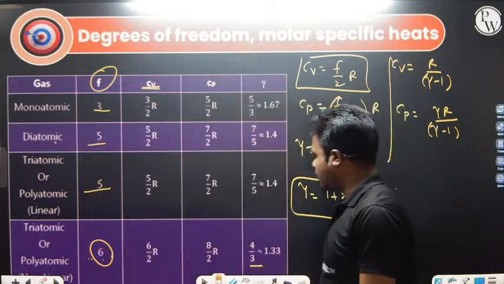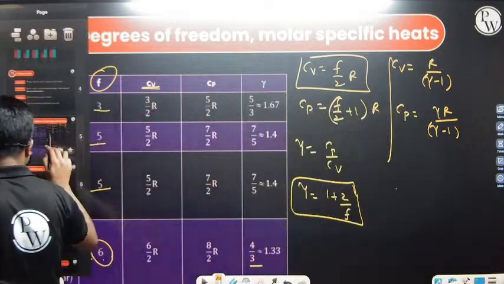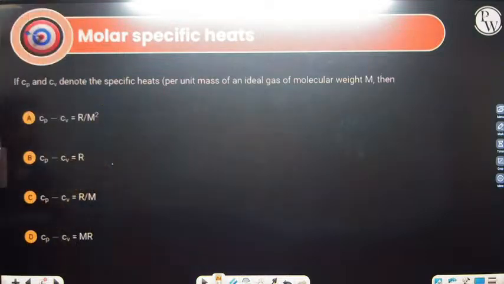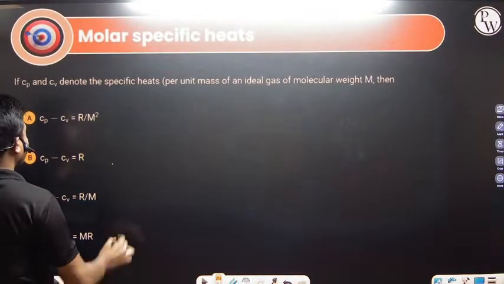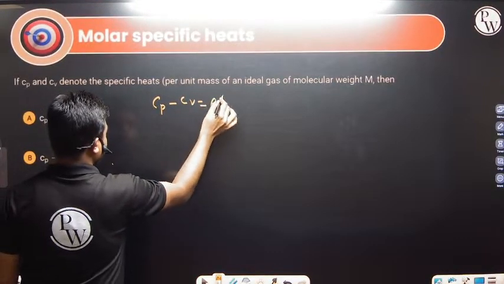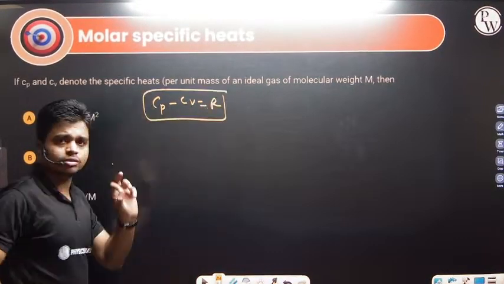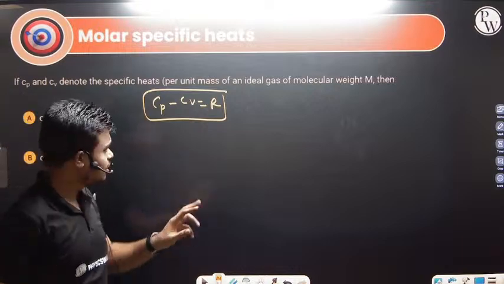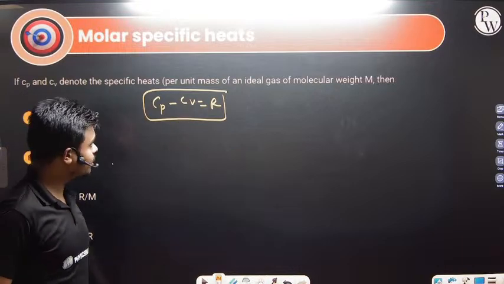So moving to the next part, let's solve one particular question from this, that is molar heat capacity. We know that relation, what is that? Cp minus Cv is equals to R. But here they're asking this particular question differently. Cp is the molar heat capacity at constant pressure, and this is molar heat capacity at constant volume. But read the question once again.